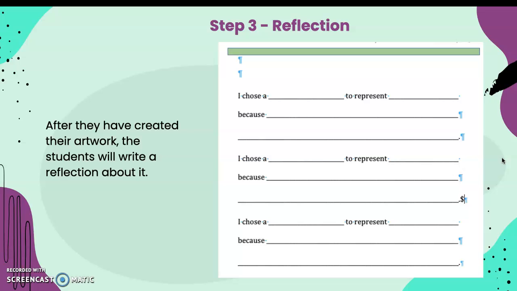The reflection is going to be to pick out 3 of the quadrilaterals that they included in their art piece and describe why they chose it to be where it's at. So for below level students, which is this green strip right here, they have a little bit of help with a prompt to help them write. And so, for instance, they could put in, like, I chose a square to represent a house because they both have 4 sides.